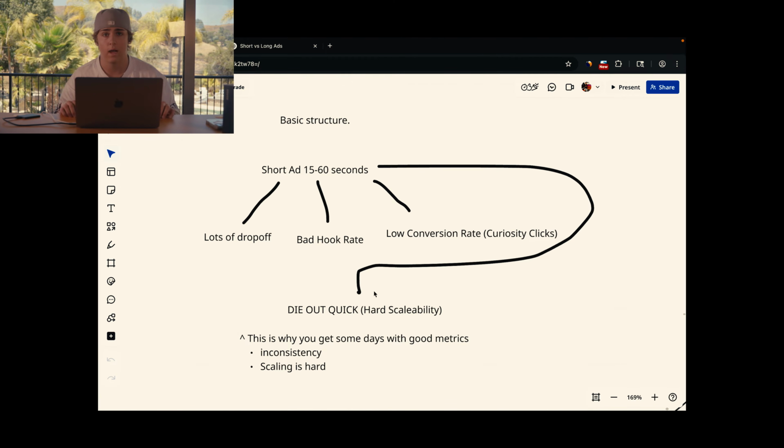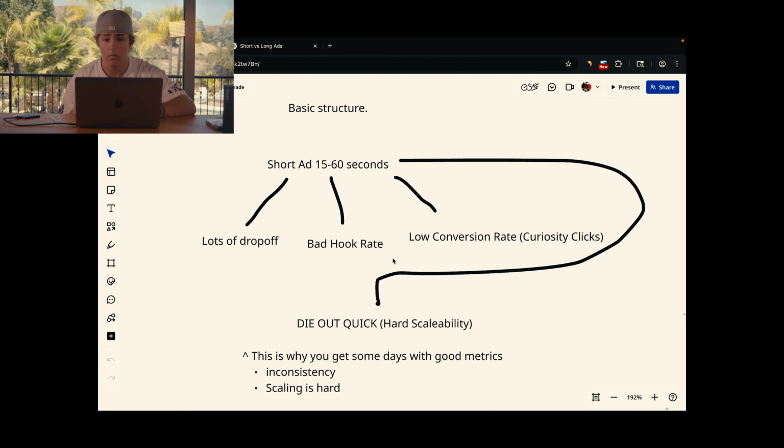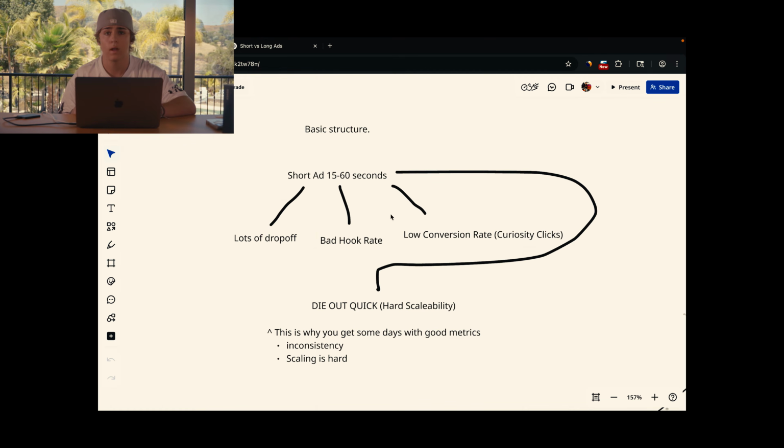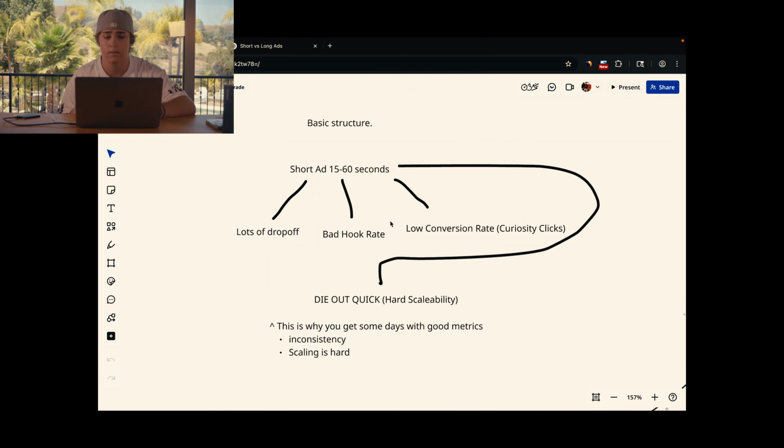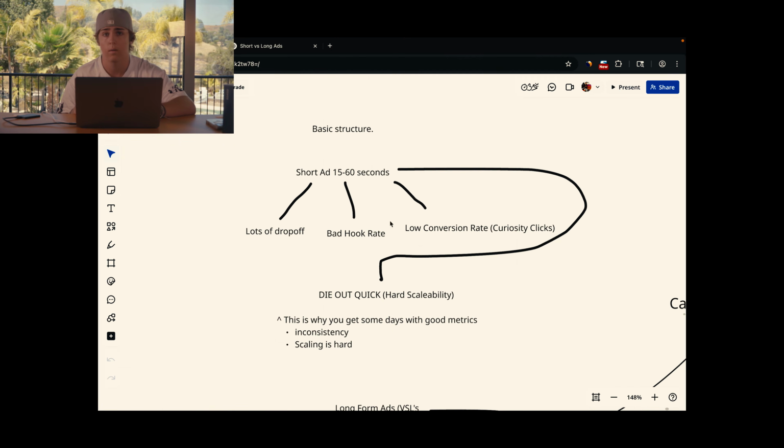A lot of the times you're going to have an ad perform really well and then wake up the next day and your metrics are shit. And this is because these short ads burn out very quick. These ads more or less rely on curiosity-driven clicks, whereas what I want to teach you guys in this video is longer form ads that rely on storytelling and real data to drive the customers to purchase your product. So I'm going to go over that.